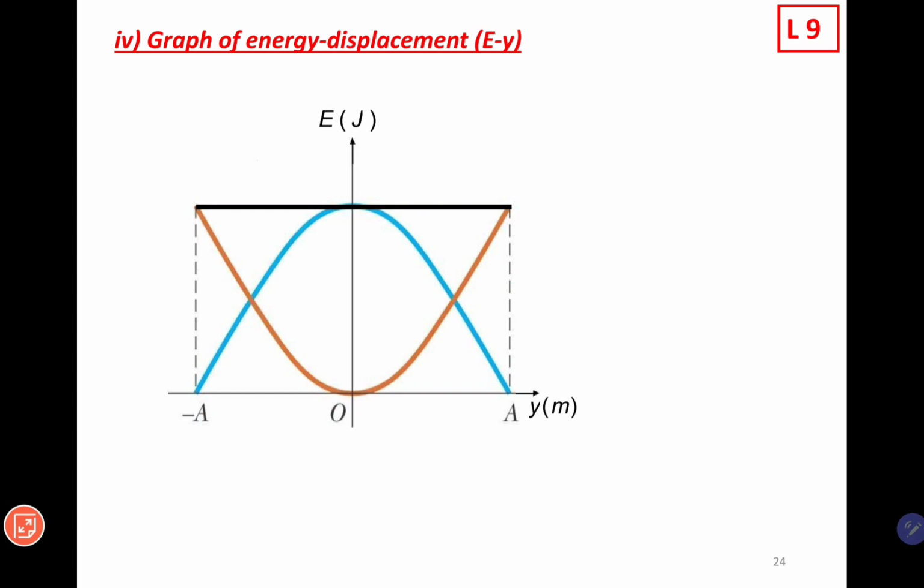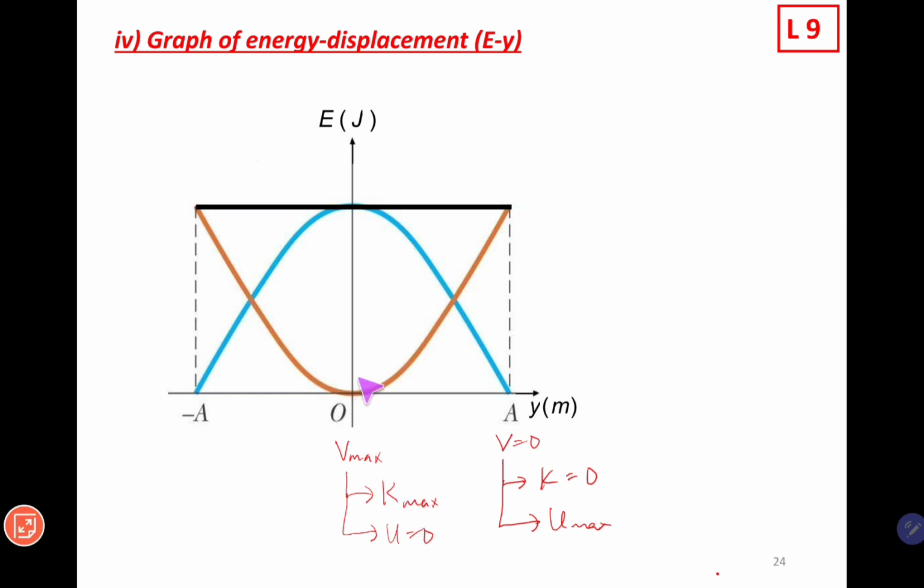Okay, how about the graph of energy against displacement? Alright, so remember, at the equilibrium, v is maximum, isn't it? When v is maximum, it gives maximum kinetic energy. When kinetic energy is maximum, what happens to U? U equals 0. Alright, at the amplitude, the object needs to stop for a while to change its direction to go backward. So when v is 0, automatically K equals 0. When K is 0, U is maximum.